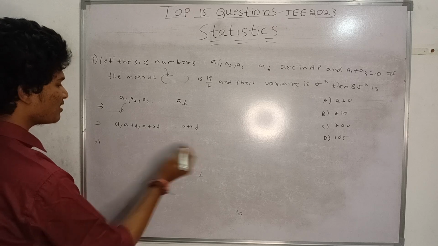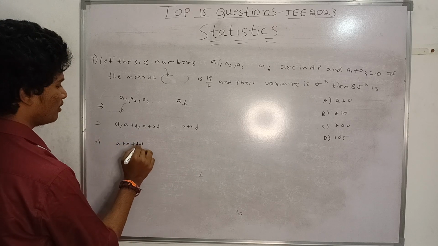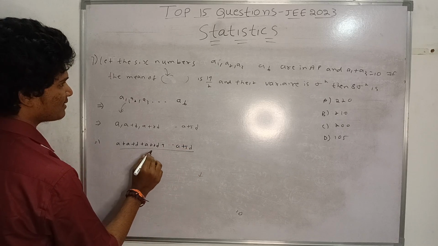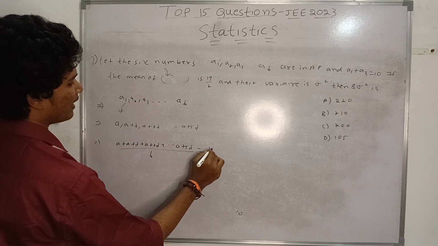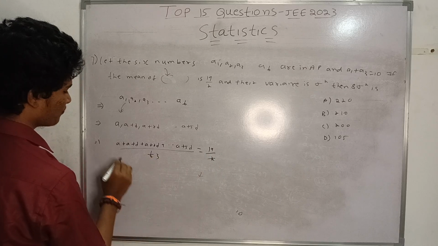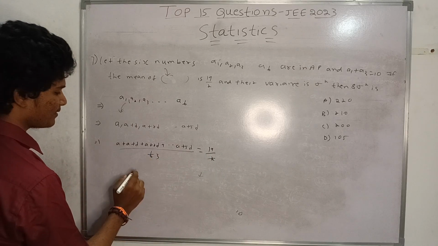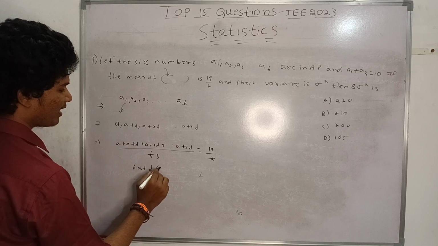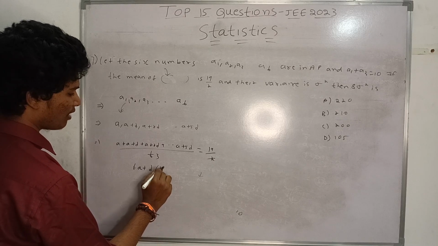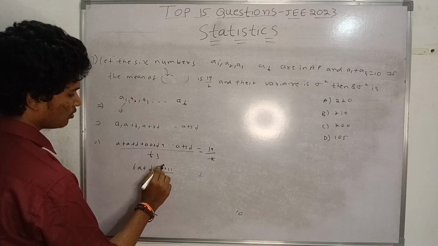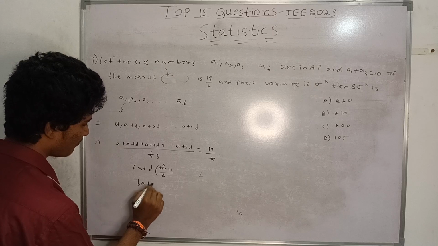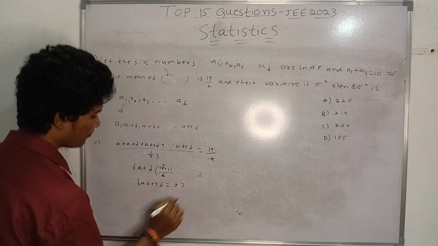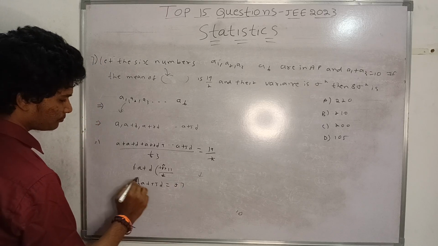And what they are saying is the mean of these observations, that is A, A plus D, A plus 2D up to A plus 5D, the summation of 6 observations, is equal to how much? 19/2 into 6. It is simply how many A's are there? 6 A's plus, if I take D common, I will get 1 to 5, that is 10 into 11/2, that is 55D. So 6A plus 55D equal to 19 into 3, that is 57. So this is the one equation.